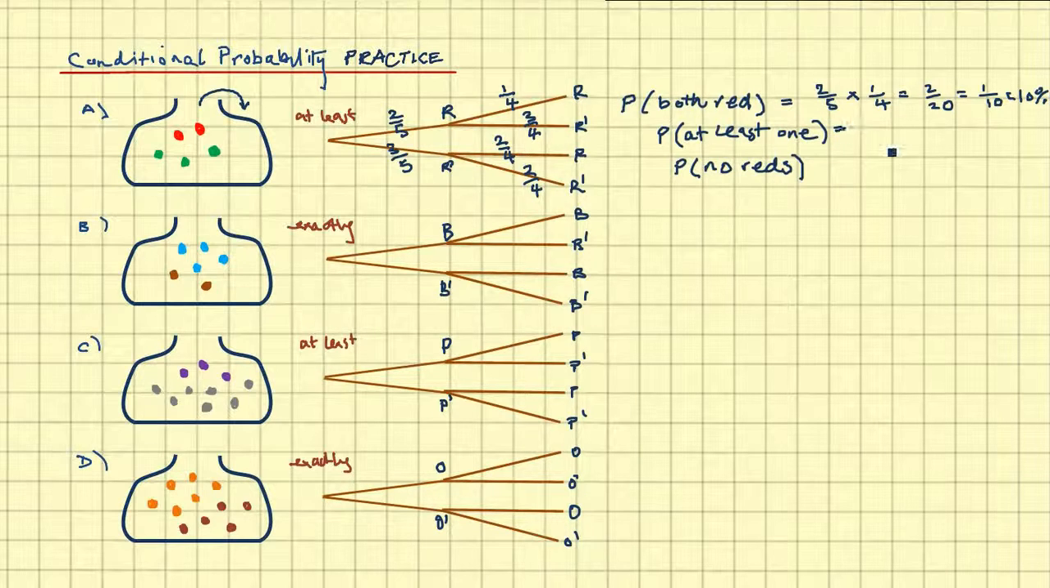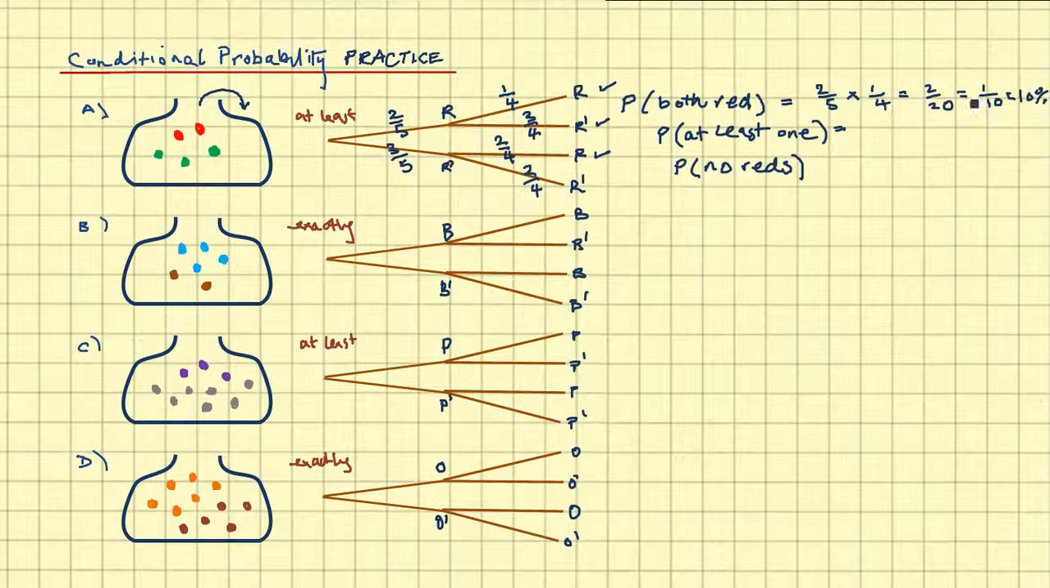So, probability now of at least 1. Pause the video if you want to give that a go. So, at least 1 means we've got 2 branches where there's exactly 1 here, but 2 reds would also be at least 1. So, it'd be those 3 branches there.